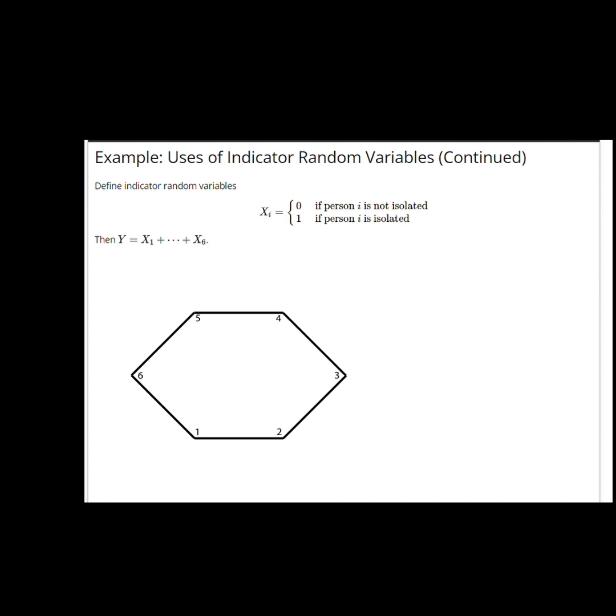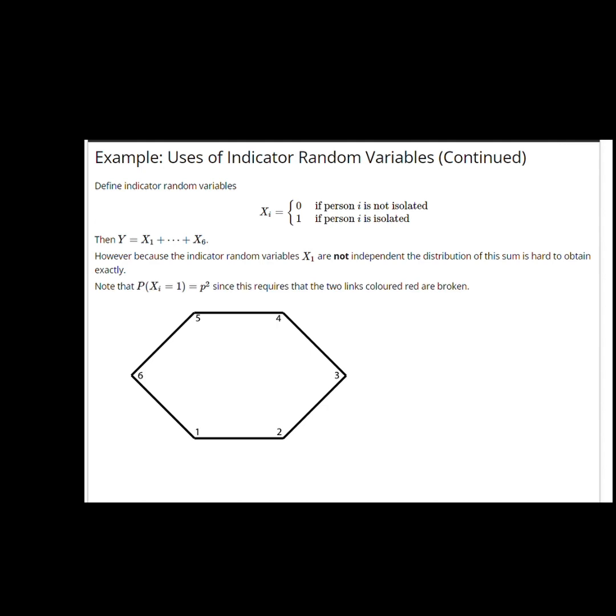We can break it down into small chunks by defining Xi equals 1 if person i is isolated, and 0 if person i is not isolated. Then, of course, the total number of isolated individuals, Y, is X1 plus X2 up to X6. But you'll notice, for example, if the link to the left of person number 1 is broken, then it's more likely in the diagram that person number 6 is isolated as well. This implies dependence among the indicator random variables Xi. And because they're not independent, the distribution of this sum is hard to obtain precisely.